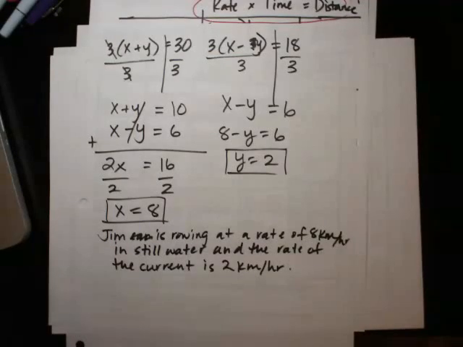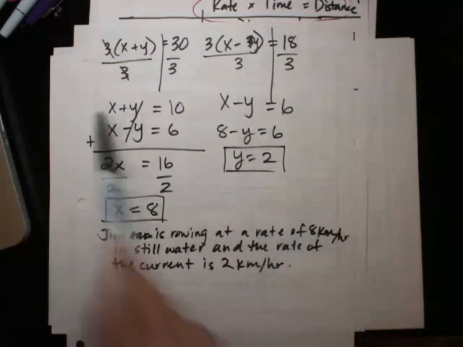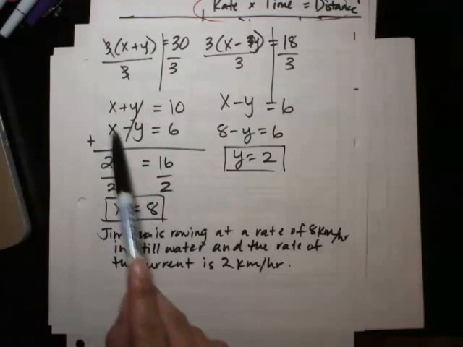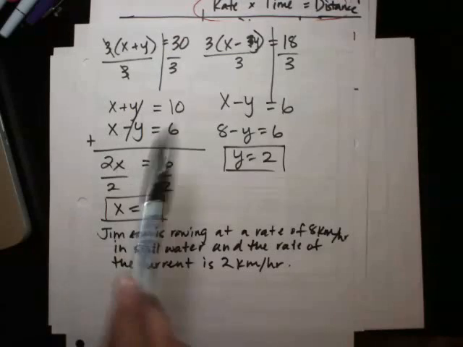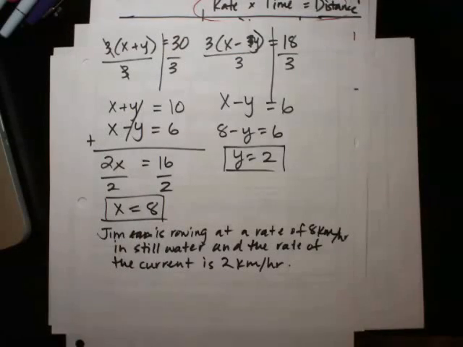Now we have solved for both variables. So the rate of Jim's rowing is 8 kilometers per hour, and the rate of the current is 2 kilometers per hour. Let's check our work. We have 8 plus 2. 8 plus 2 is 10. 8 minus 2 is 6, so we are good there. So we've checked our work, we have defined a variable, solved, everything's all set.